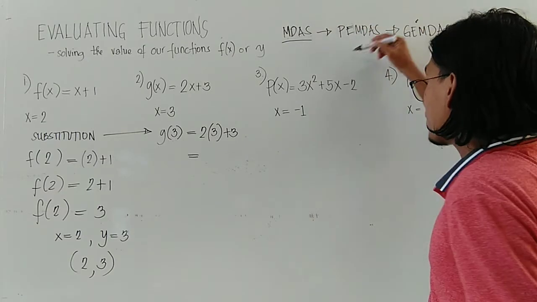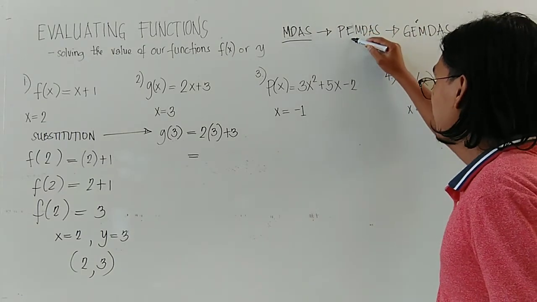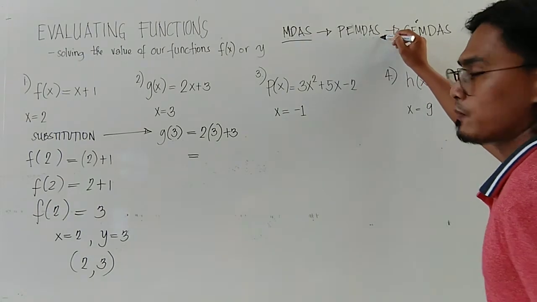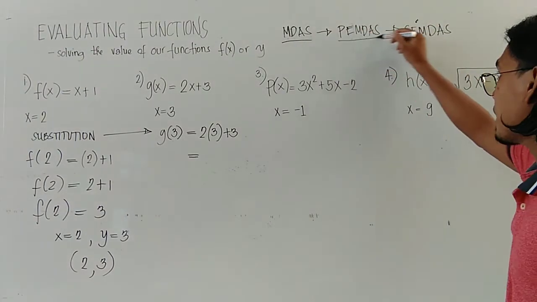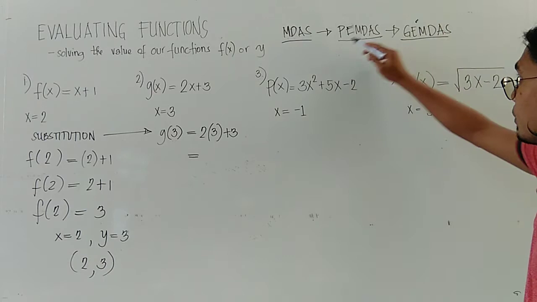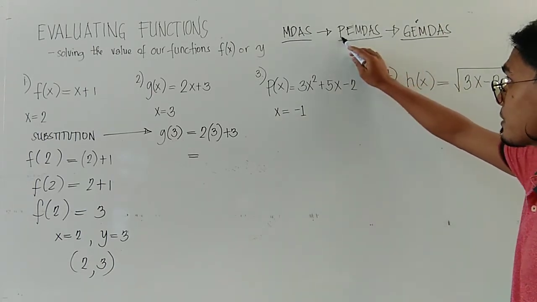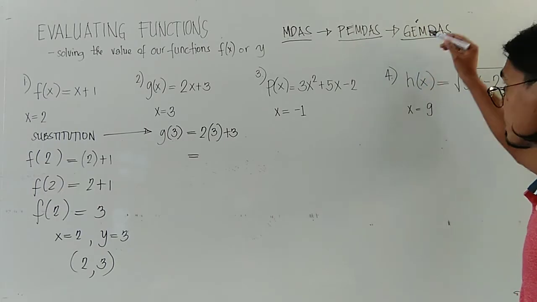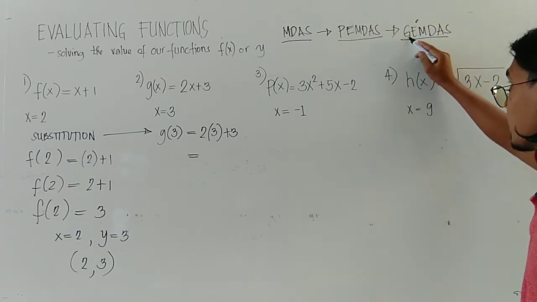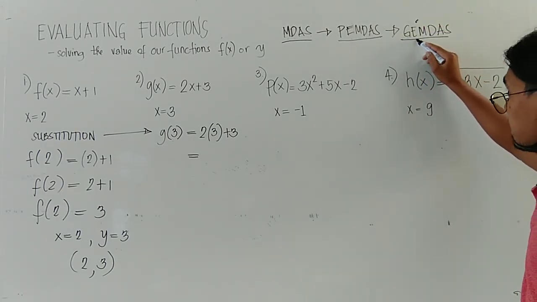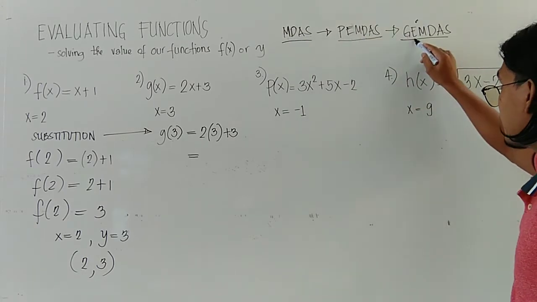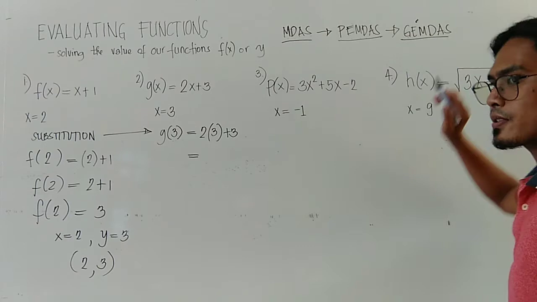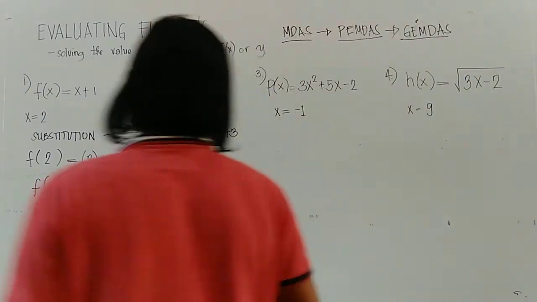PEMDAS stands for parentheses, exponent, multiplication, division, addition, and subtraction. And GEMDAS is just like your PEMDAS. So parentheses is your primary grouping symbol. So G stands for grouping symbols. And E stands for, again, just like the E in PEMDAS, exponent, then your MDAS. Okay, so I guess it's clear.